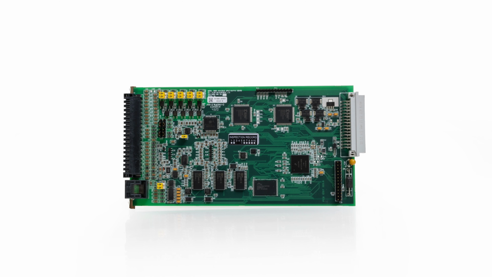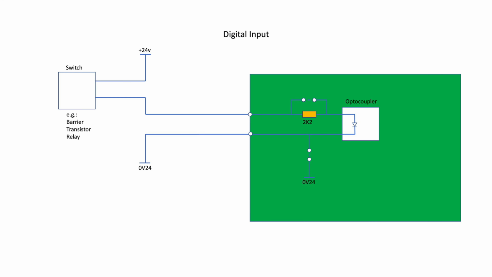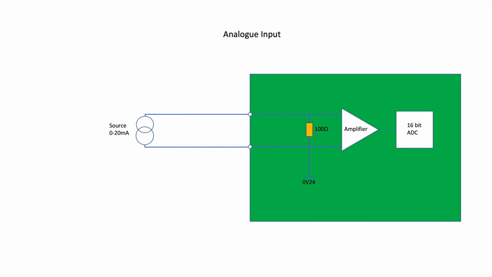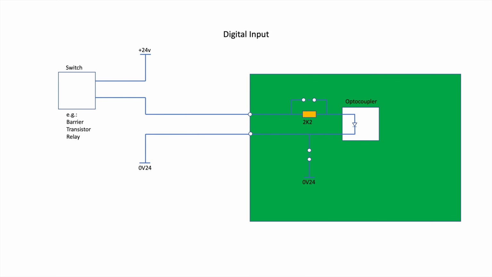As the name suggests, input-output boards have a variety of input and output interfaces. The inputs can be subdivided into three categories: digital, HART, and analog. The optically isolated digital inputs can be used for either frequency or status inputs.